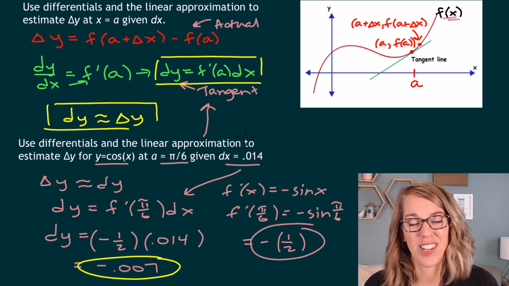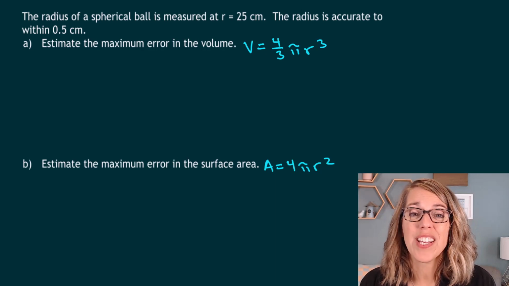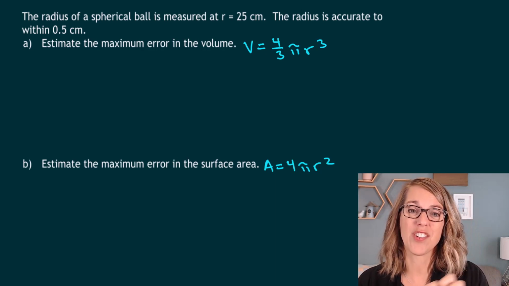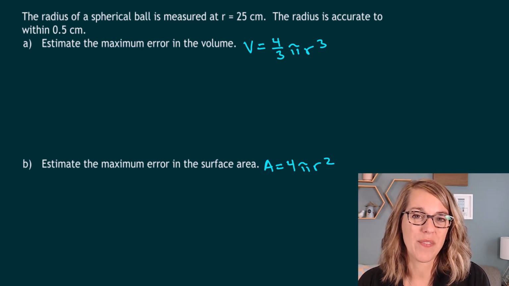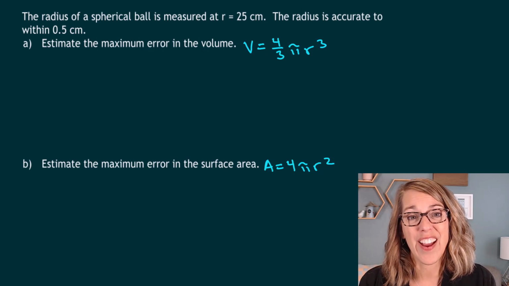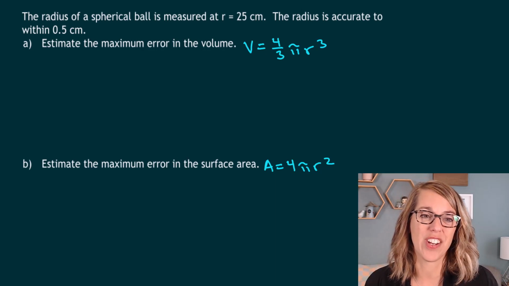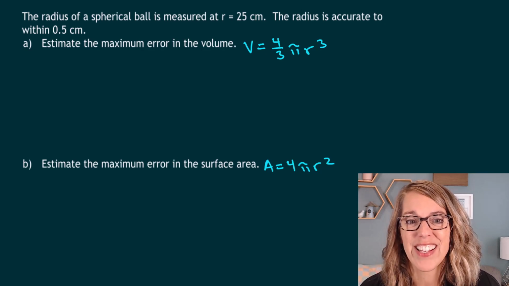Let's do an application next. This is a great application of the differential using an error in the x direction or the input. So we can only measure the radius accurate to 0.5 centimeters, and that's going to give me a differential or an error in the y direction. So for part A, we want to estimate the maximum error in the volume.